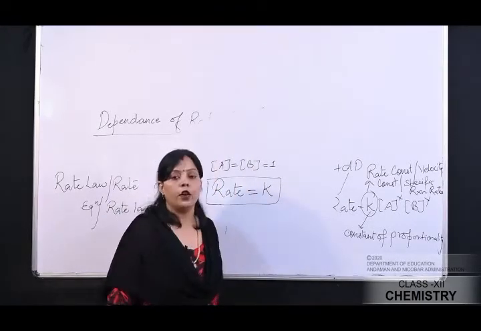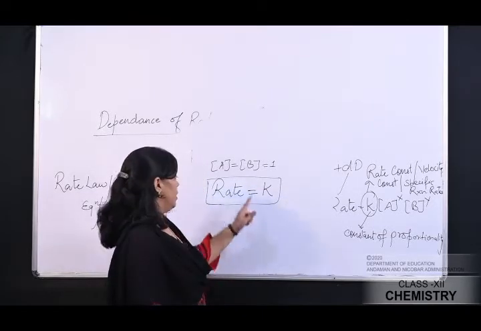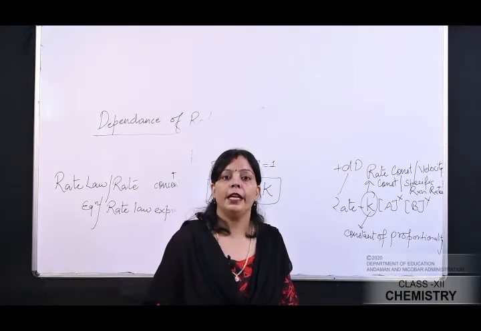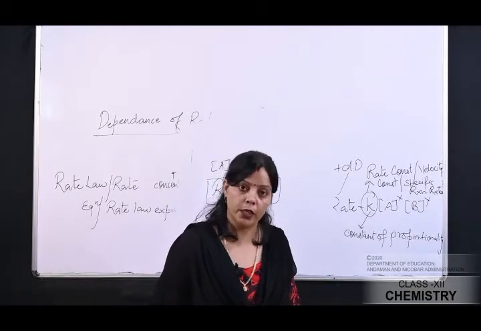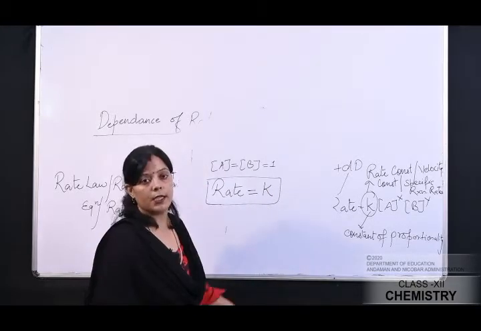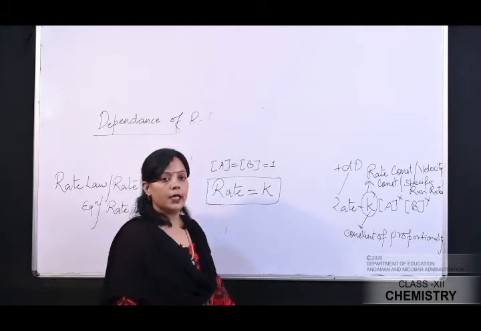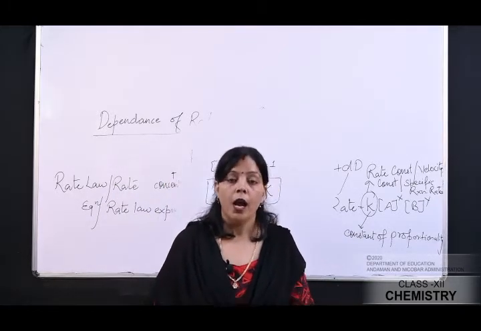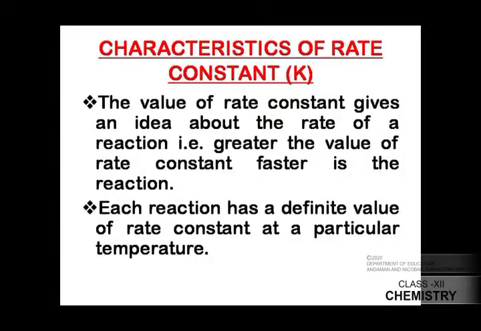So with the help of this, we can define the rate constant of a reaction. The rate constant of a reaction is defined as the rate of the reaction when the molar concentration of the reactant is taken as unity. Since it is a special case, the rate constant is also named the specific reaction rate. After that, what are the important characteristics of the rate constant?